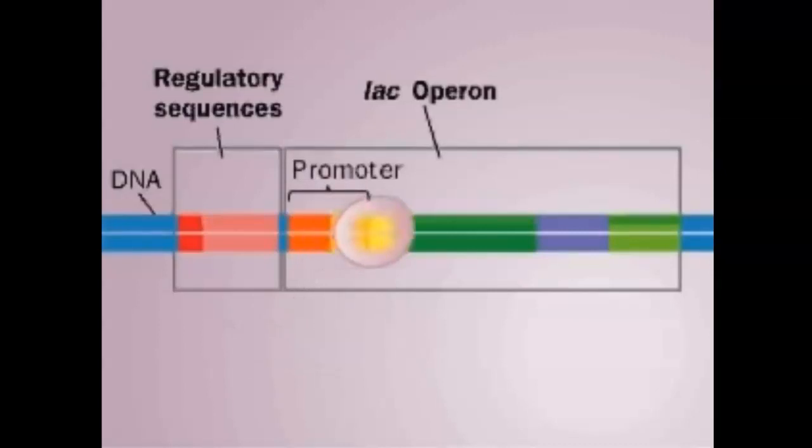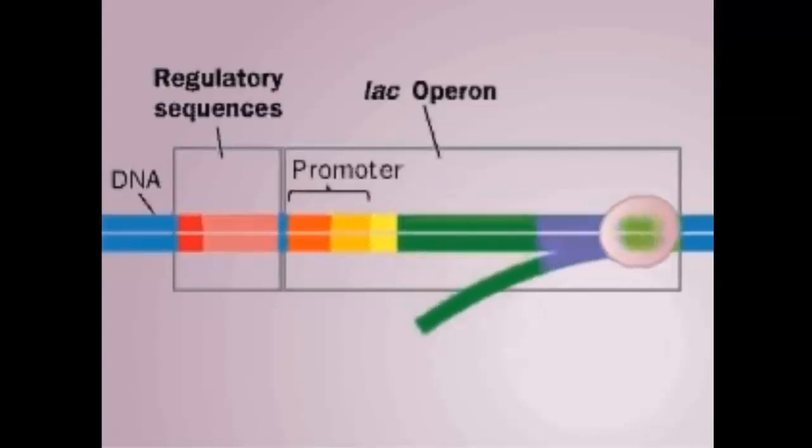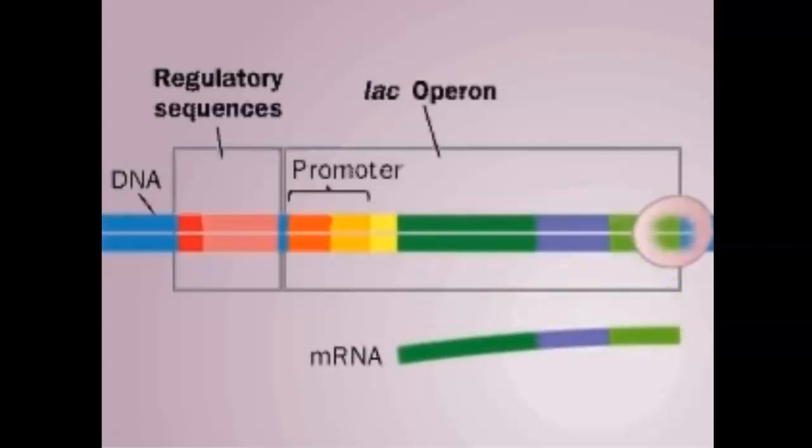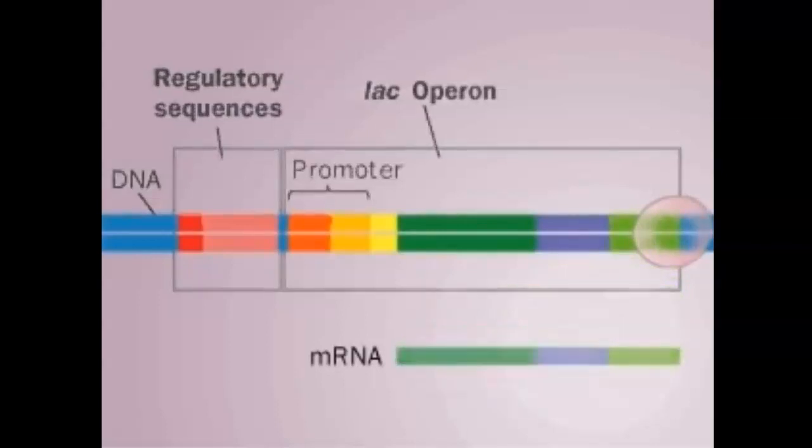When there is no lactose in the cell's environment, it would be wasteful of the cell to make these proteins. The cell keeps the RNA polymerase binding site turned off. Let's see how.